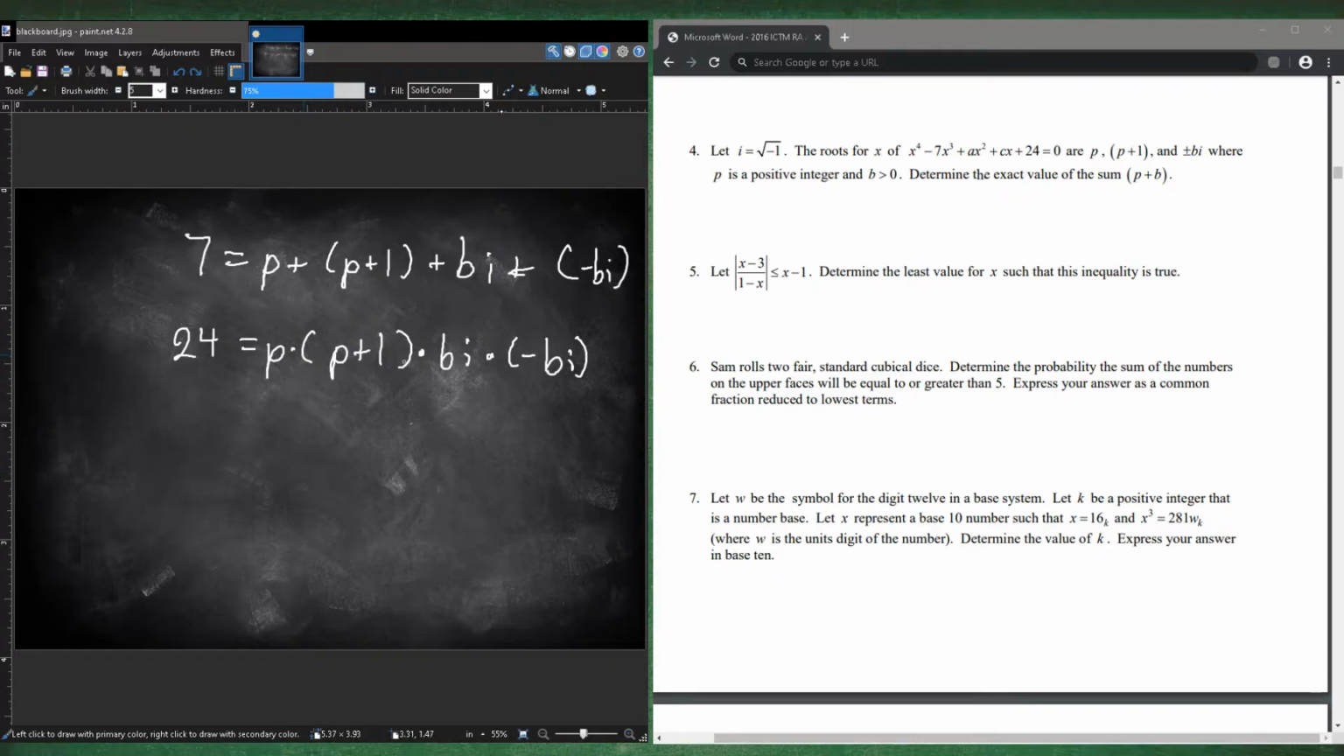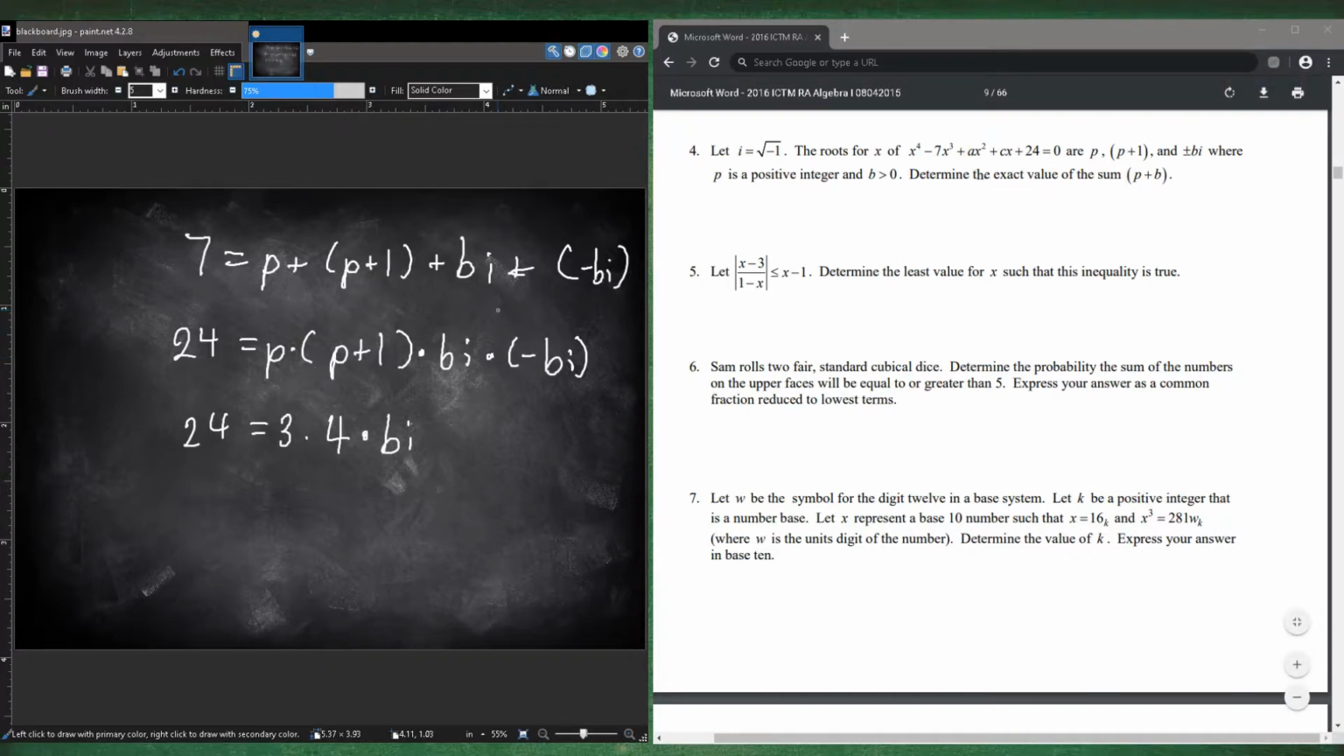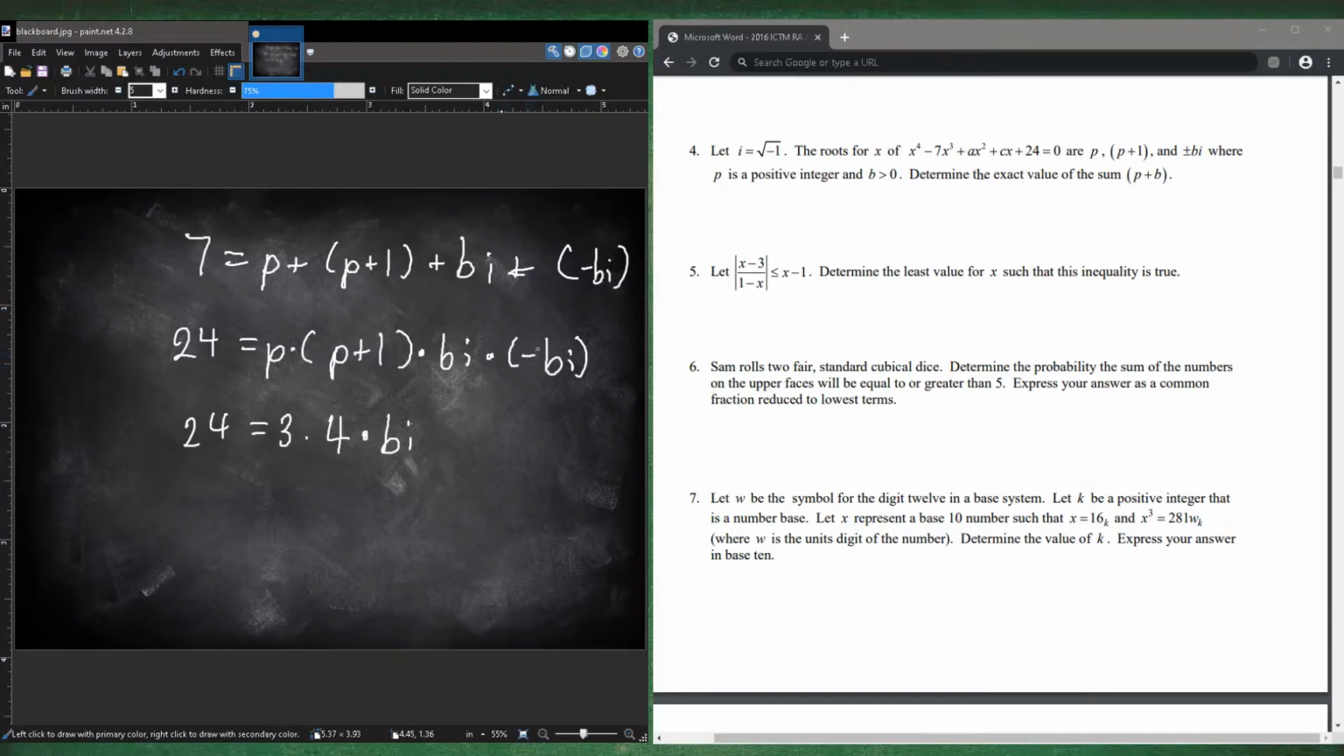So if p is equal to 3, let's substitute into this equation: 24 is equal to 3 times 3 plus 1, which is 4, times bi times -bi. I times I is i squared, which is -1. So -1 times this -1 is positive. That just leaves b times b, which is b squared. So 24 divided by 12 is 2, so 2 is equal to b squared. So b is equal to square root 2. And b has to be positive, so it's not negative square root 2. It's just square root 2.